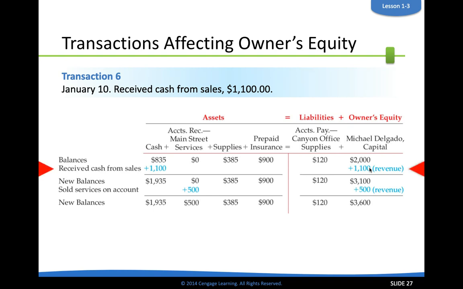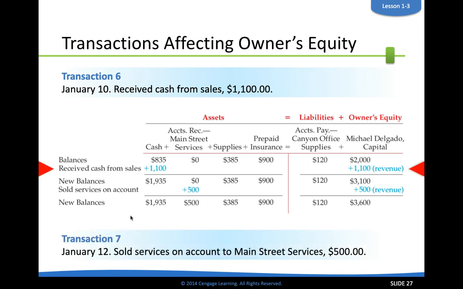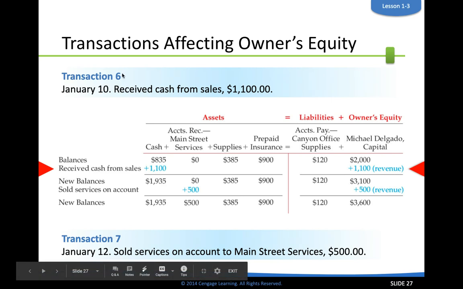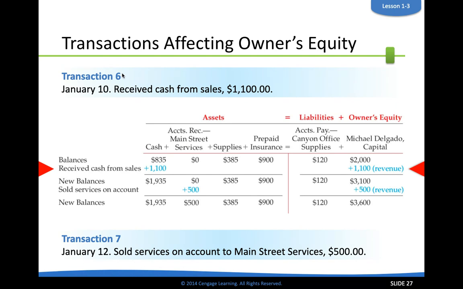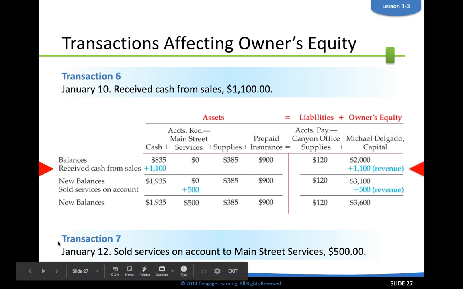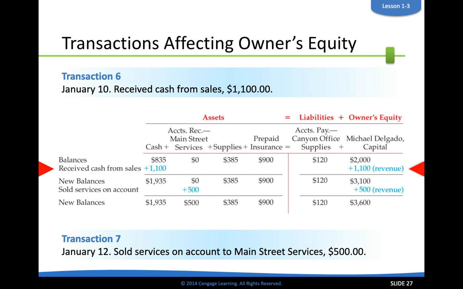Next transaction. As you'll notice, we're at 6 and 7 because the first 5 that we did were in the previous lesson as well. Again, just to emphasize that running tally portion of it. Transaction number 7 down here. On January 12th, Delgado Web Services sold services on account to Main Street Services in the amount of $500. So again, they sold services on account. It's a sale on account right there.